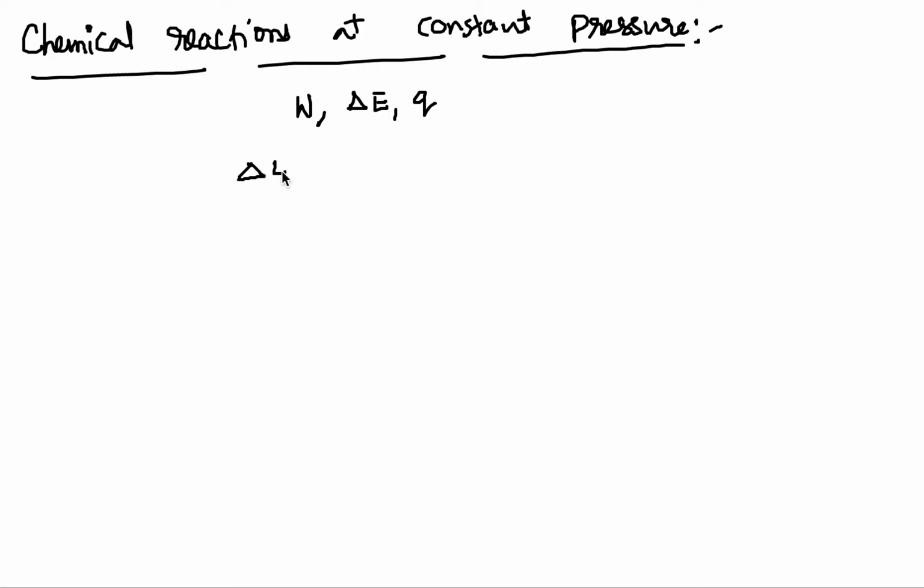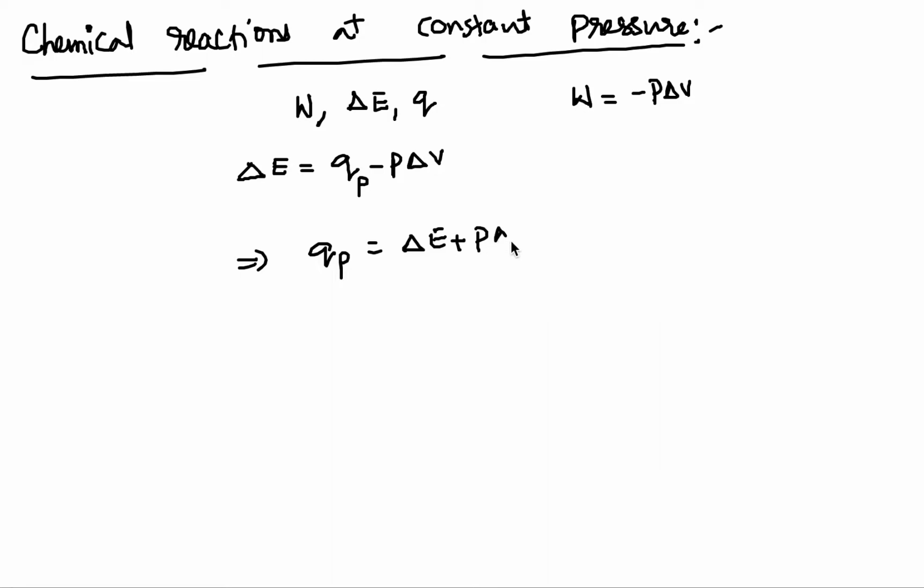Therefore, if we apply the first law of thermodynamics, that is delta E equal to Q plus P delta V, sorry, I made a mistake. What is the expression for the work? Negative P delta V. So if we substitute here, the heat we are supplying at constant pressure minus, for the work, minus P delta V. And therefore QP, we can write as delta E plus P delta V. So delta E plus P delta V is known as delta H.